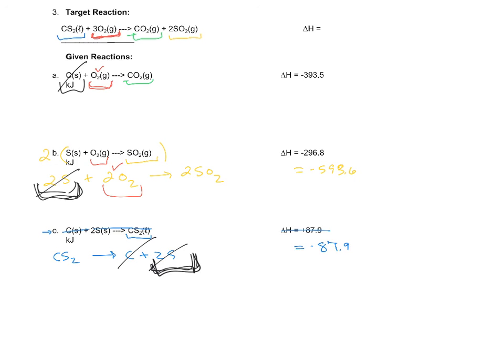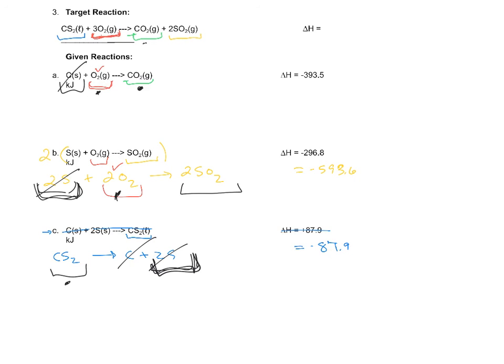So the only chemicals remaining after all of these cancelings are the chemicals where we need them. Carbon dioxide is present on the product side. You have your 3 oxygens, which are present on the reactant side. You have your carbon disulfide on the reactant side, and we have our sulfur dioxide on the product side. So everything that needs to have been done to the chemicals has been done.